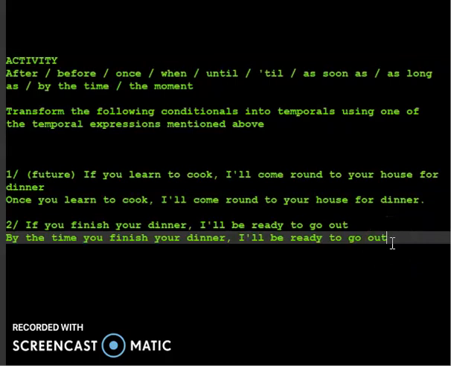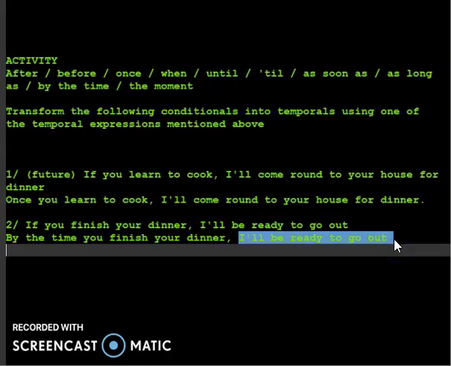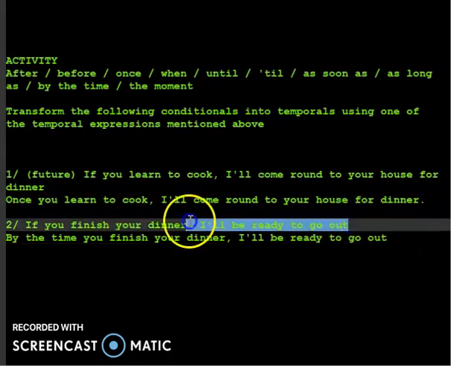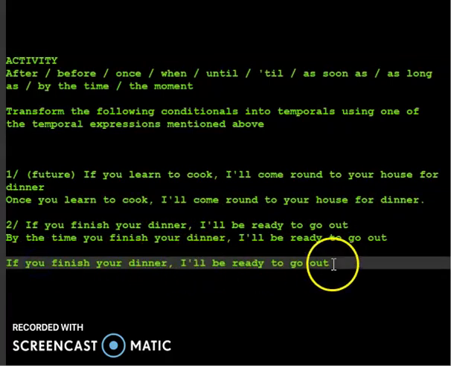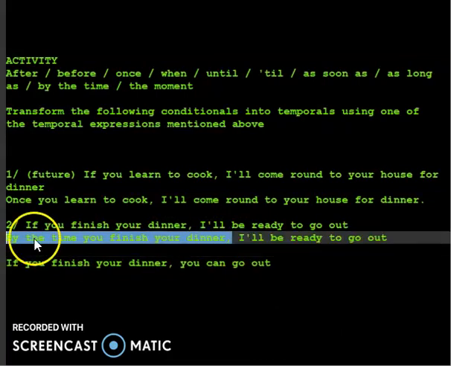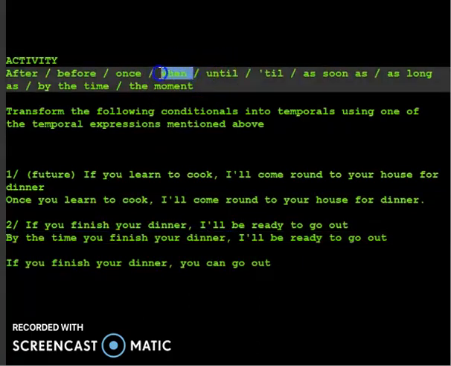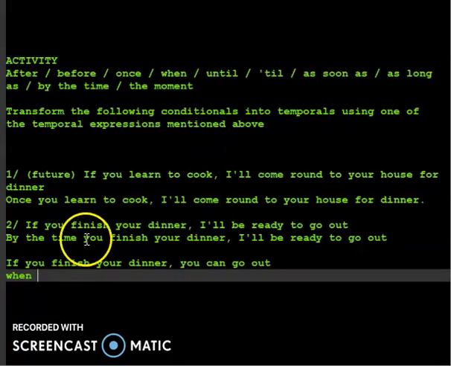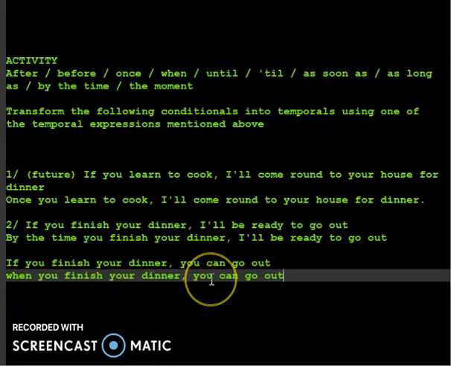What about modal? So what if we wanted to change this from future to modal? Well, it wouldn't make sense because this is a prediction, so I'd have to change the phrase to a permission. Instead of a prediction, it would be, you can go out. Now this is a permission, but then you can't say by the time. It would be when you finish your dinner, you can go out. This is a permission. Cuando terminas de comer, puedes salir.